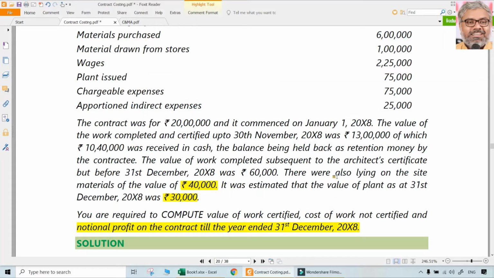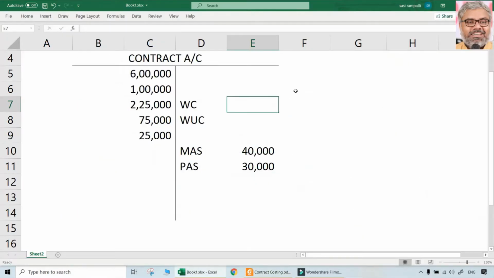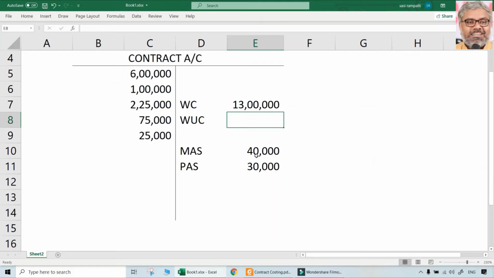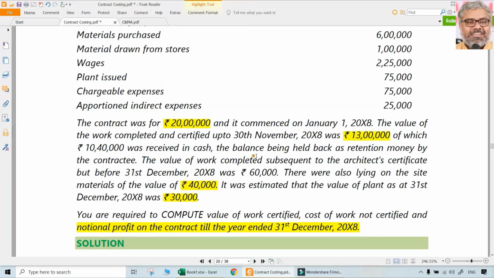Now, the point is, what it is asking is the value of the work certified and cost of the work not certified. Original contract price was for 20 lakhs and value of the work completed and certified up to 30th November was 13 lakhs. Okay, that means that is the value of the work certified, 13 lakhs. Value, that is not cost. Given in the question, there is nothing to compute. Some money is given in cash, remaining was kept as retention money. That has nothing to do with contract account. That is something related to the receivable and other things, not related to contract account.